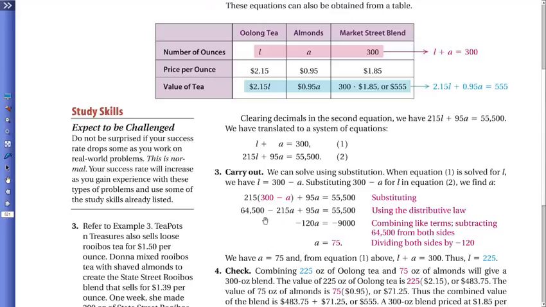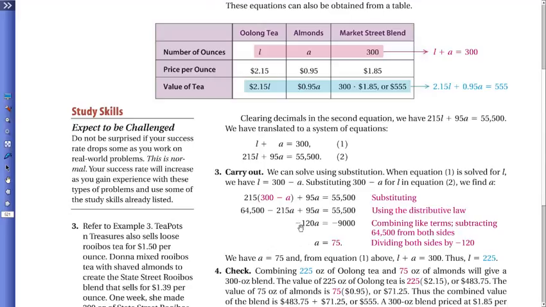Make sure that you're careful to use the distributive property. You have to distribute that 215 times both parts of that expression, both terms. And I end up with this. I can combine like terms, which is really using the distributive property again. Careful with these subtractions. I usually like to change them to an addition to make sure that I know I'm adding a negative 215 to a positive 95 times A, right?